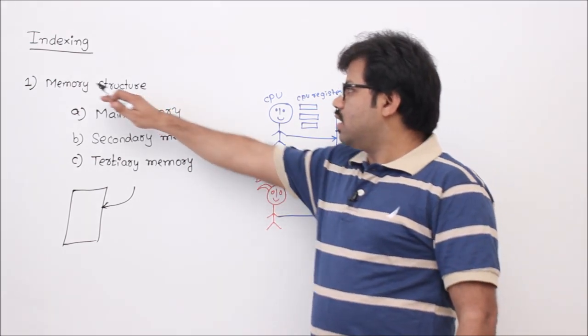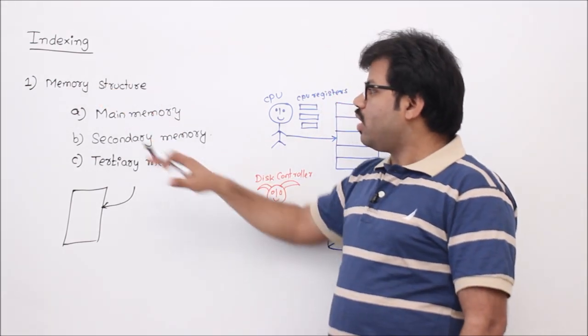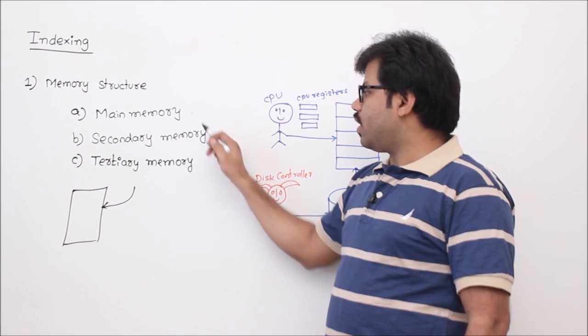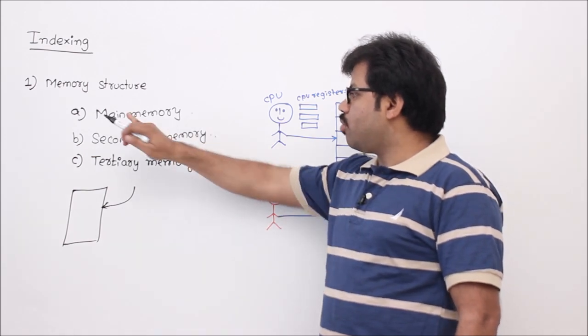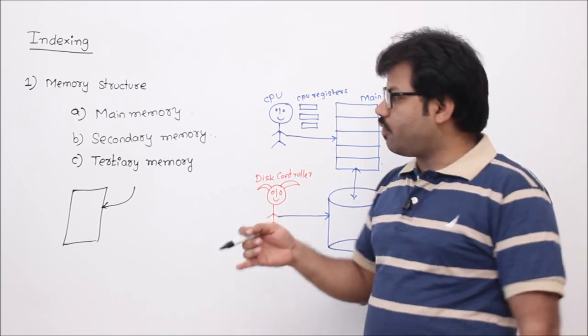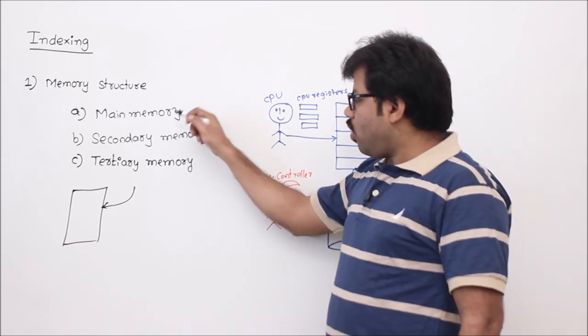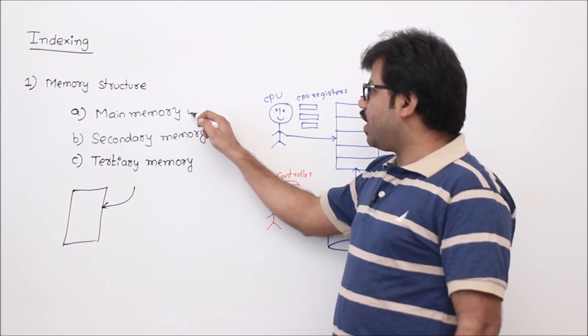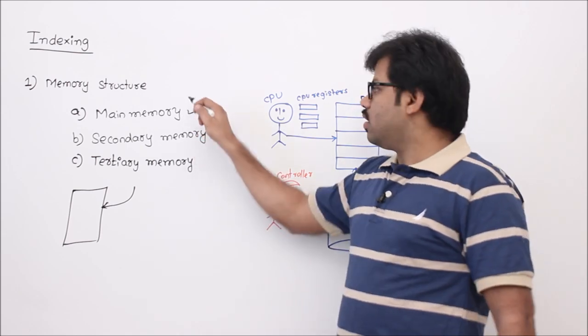So first of all, the memory structure. Your memory is generally, typically divided into three parts. We know that, of course: main memory, secondary memory, tertiary memory. Quickly we will see the positives and negatives of each one. Among them, main memory is very important and the fastest.